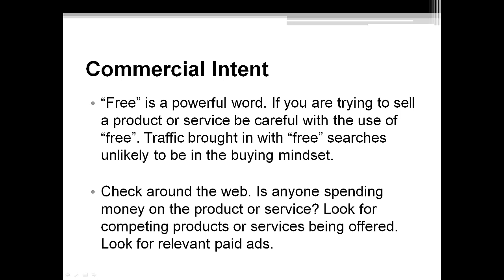the buying mindset. You also want to check around the web when you're conducting your searches and you're looking at how many competing sites there are. You'll also want to take a look and make a mental note, or actually write down, is there anybody spending money on the products or services? And the way you can tell that is you can look at Amazon.com. Are there any products that have anything to do with what you're searching for for sale? How about on eBay? Are there any For Dummies books about it? Is there anything anywhere that seems to be commercially driven?